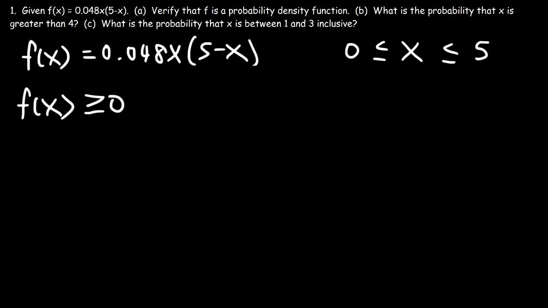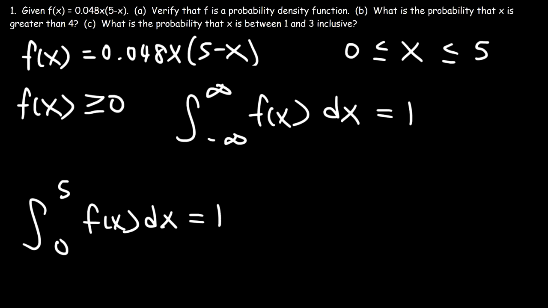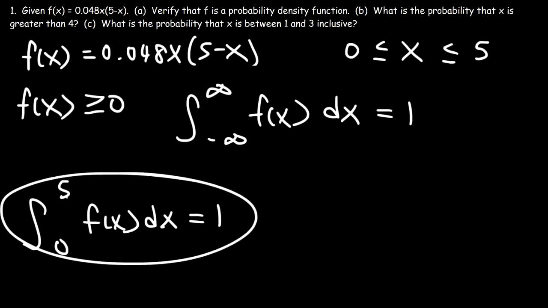Now, how can we verify that f is a probability density function? The integral from negative infinity to infinity of any probability density function, by definition, has to equal 1. And since x has to be between 0 and 5, the integral from 0 to 5 of f of x dx must also equal 1. So this is what we need to verify.